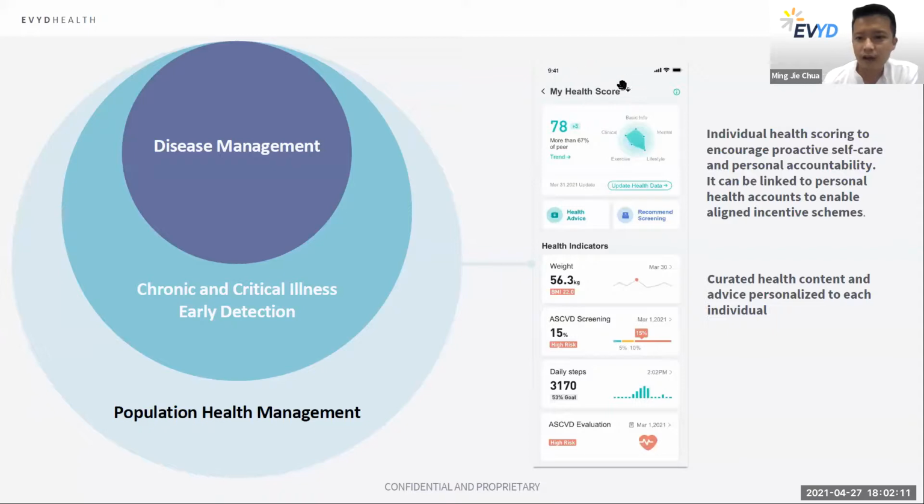So here are some examples of the user interface for each of these layers that we offer. At the population health level, we have individual health scoring to encourage proactive self-care and personal accountability. This can also be linked to personal health accounts to enable aligned incentive schemes. And also at the population health level, we have health education content. These are curated, and the advice and health content are pushed to each individual, personalized to their specific characteristics.